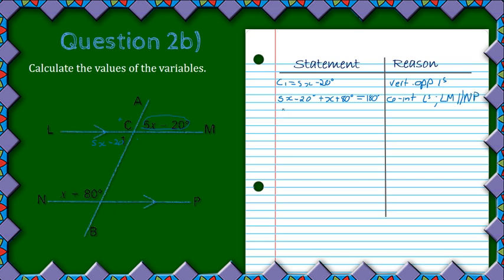Alright, so now solving for x, we have 5x plus x is equal to 180 degrees plus 20 degrees minus 80 degrees. So it's 6x is equal to, this gives us 120. So divide both sides by 6. And then x is equal to 20.